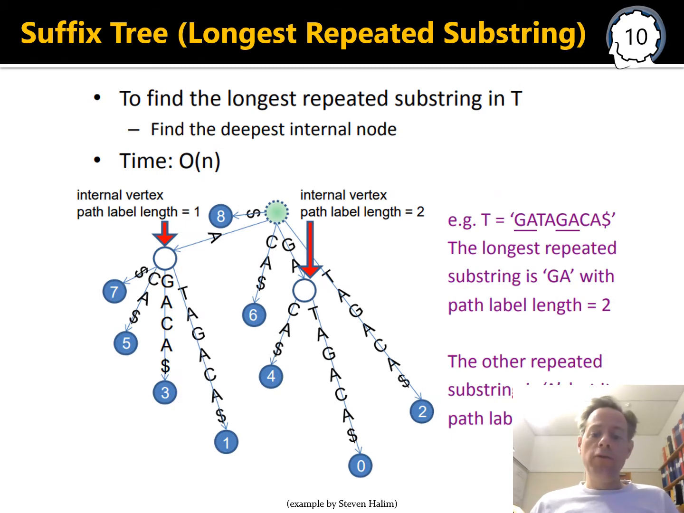We can also use the suffix tree to find the longest repeated substring. And in this case, it's all about finding the deepest internal node. And then we can see the length of the path to this internal node. That is the length of the longest repeated substring. So in this particular case, we actually have two internal vertices. So we have A and we have GA. And since GA is longer, we know that that is the longest repeated substring, and we can also verify that GA is actually occurring twice.